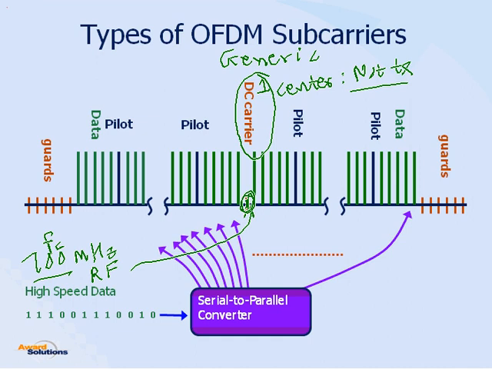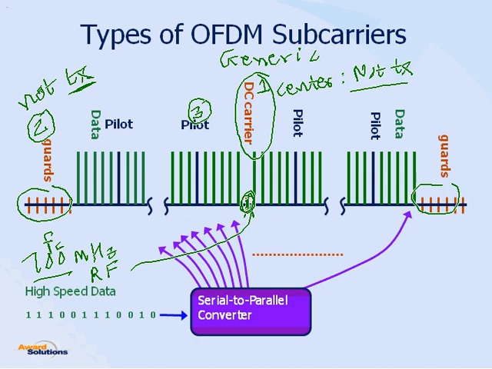Then we have another type of subcarrier, the guard subcarrier. We just discussed that, right? We have the guard on the left and right edge of the spectrum. Again, not transmitted, to minimize interference to the adjacent system or spectrum. So we already know that.